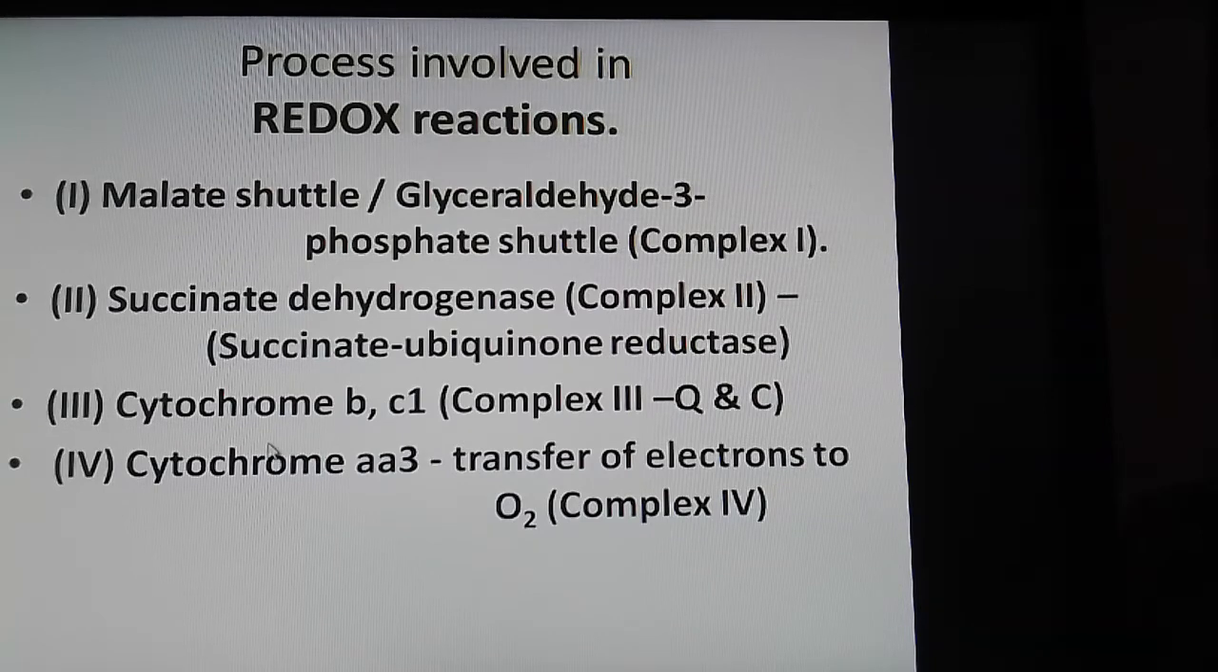cytochromes. Now here come the cytochromes like BC1 and then A3. These are all the cytochromes involved in the transferring of electrons to the final part of the electron transport chain.